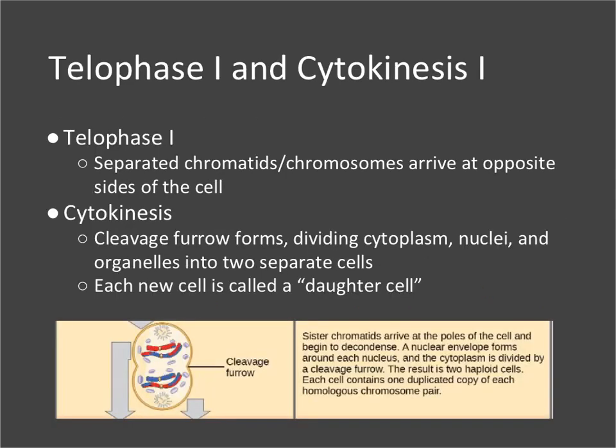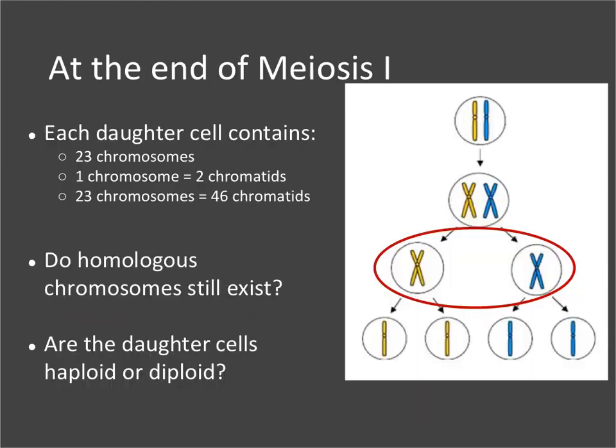And telophase 1, similar to what happens during telophase in mitosis, those separated chromosomes arrive at opposite sides of the cell. And then cytokinesis happens, in which the cell membrane starts to pinch in, and that cell membrane ends up dividing the cell into two new daughter cells. So let's summarize what we have at the end of meiosis I.